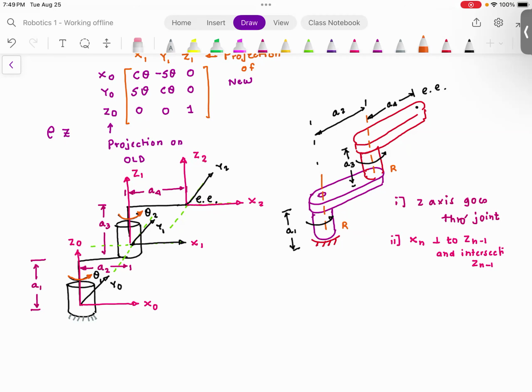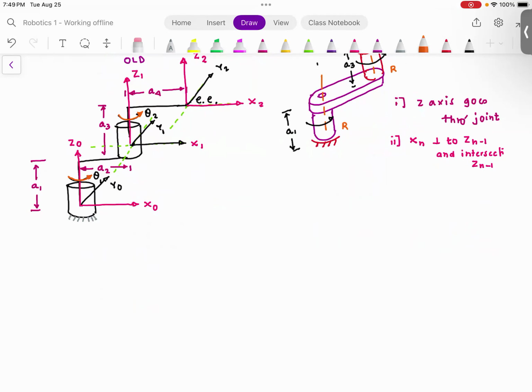Now we'll start deriving the rotation matrices. So first and foremost, I want to derive the rotation matrix 0R1. So 0 stands for the 0th frame. R stands for the rotation matrix. And 1 stands for the first frame. And this is always old frame R new frame.